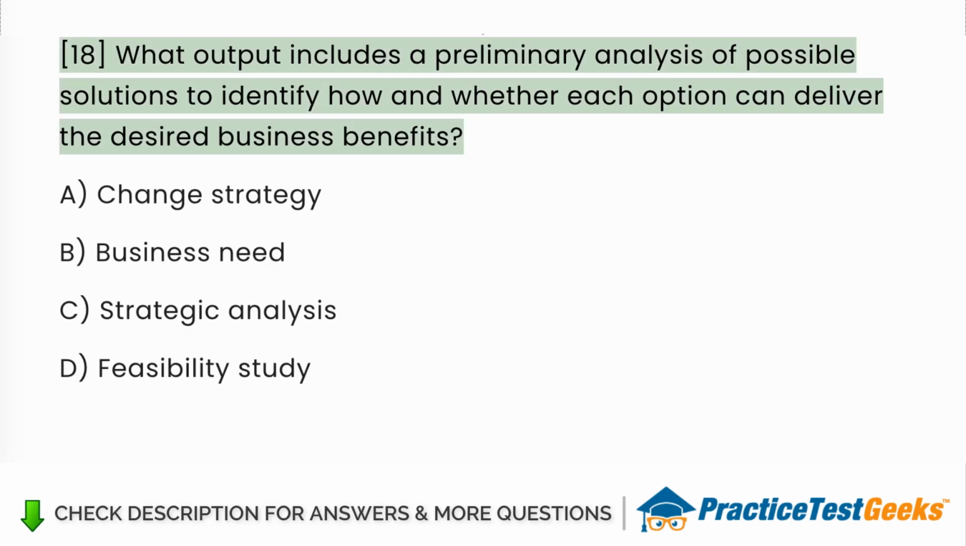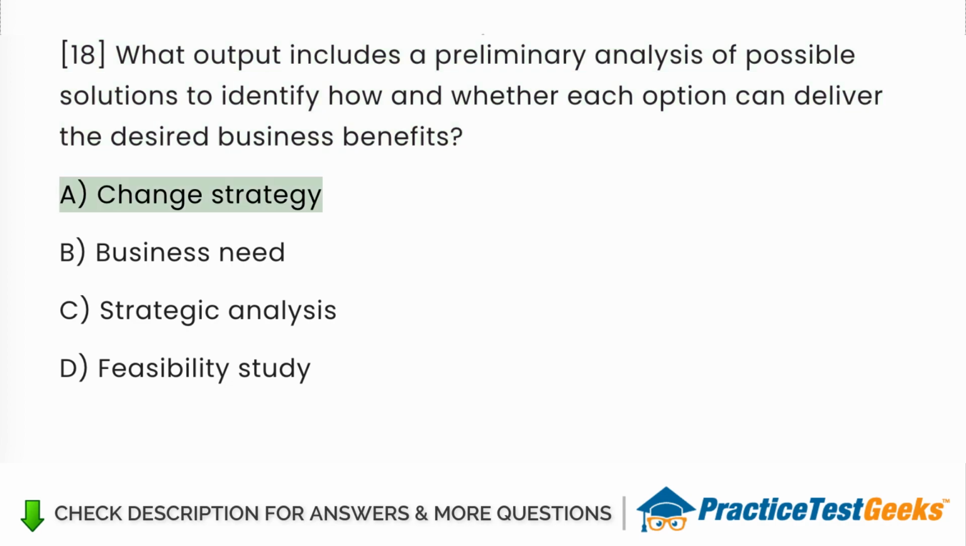What output includes a preliminary analysis of possible solutions to identify how and whether each option can deliver the desired business benefits? A. Change strategy. B. Business need. C. Strategic analysis. D. Feasibility study.